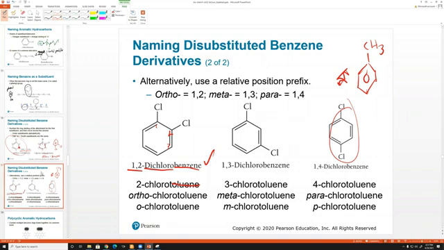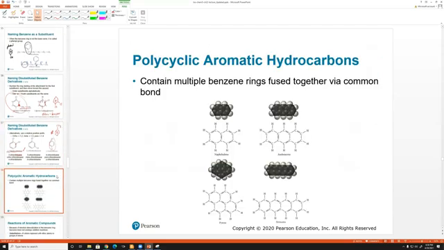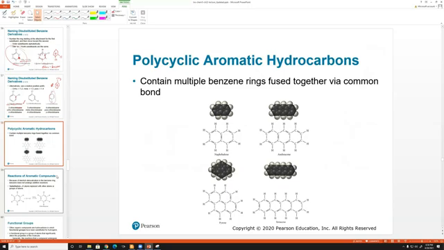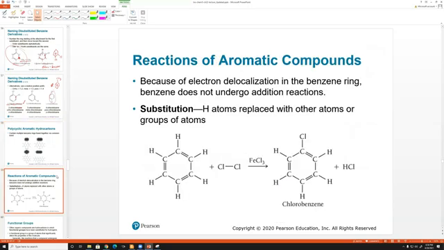Okay, so I would say don't stress these too much. You're not going to see them. Know about the numbers and know how to generally name something from the numbers when it comes to aromatics, not necessarily the ortho, meta, and para. So then you have polycyclics. We're not going to go over that too much.